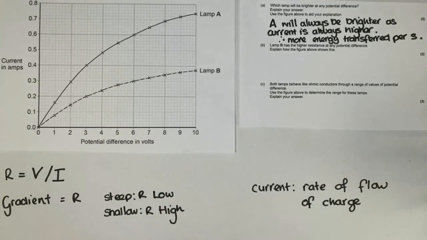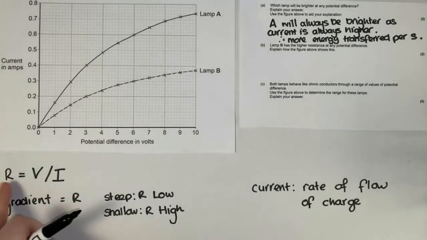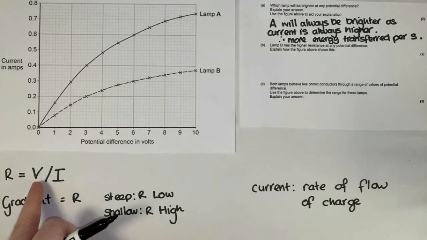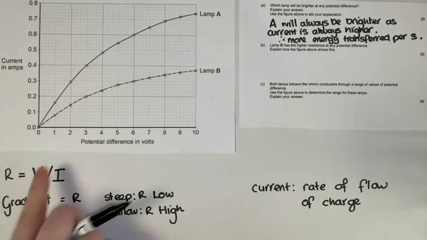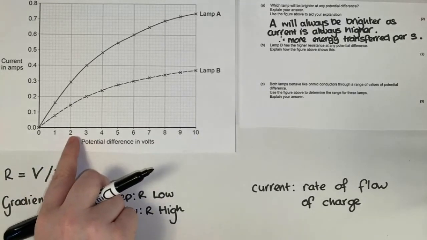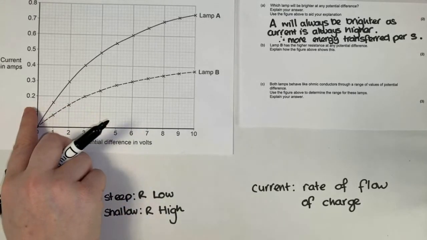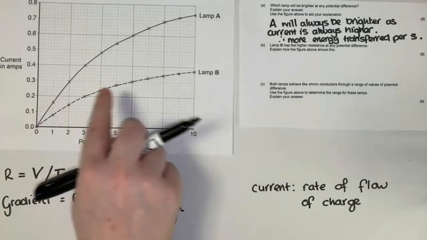So there are a few different ways that you could explain this. You could talk about the gradients of the line, but probably the best explanation is going to relate to this. The resistance is always higher for B, because if we look at any given voltage, let's say we look at 2 volts, for 2 volts, lamp B's resistance is relatively low, it's less than 0.1.